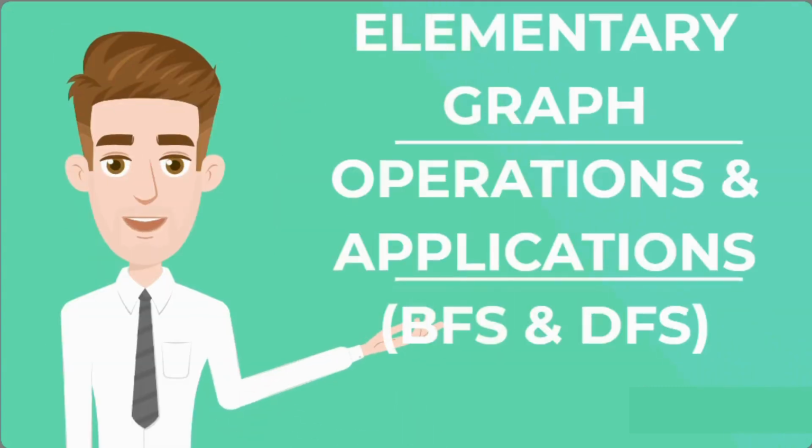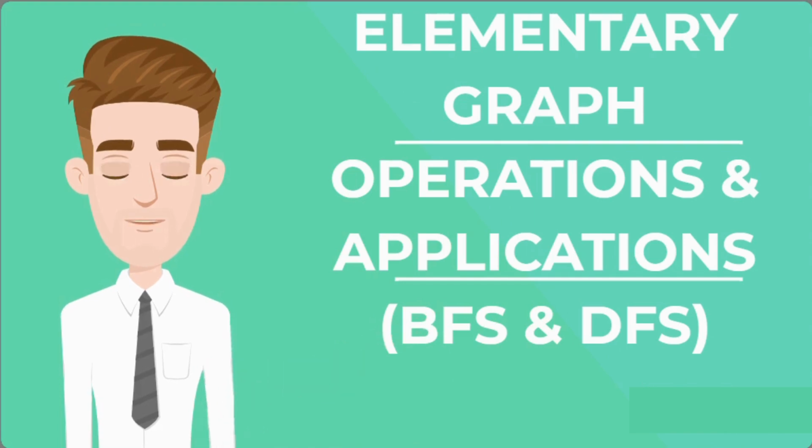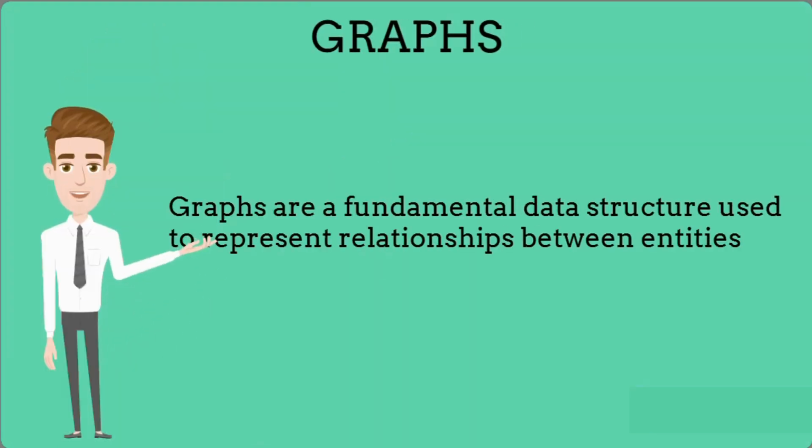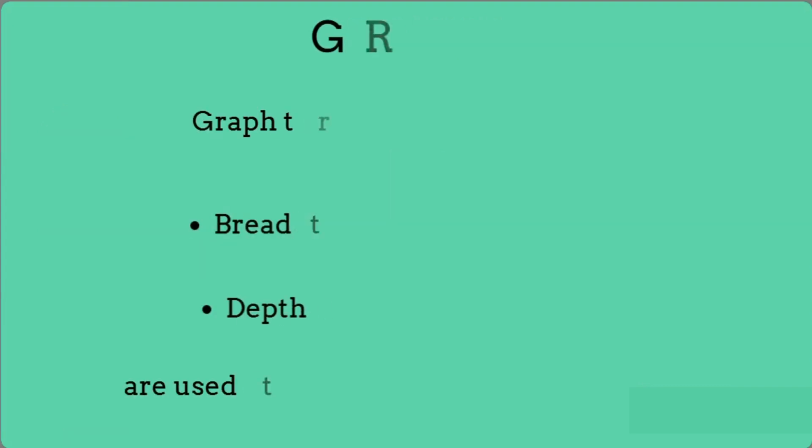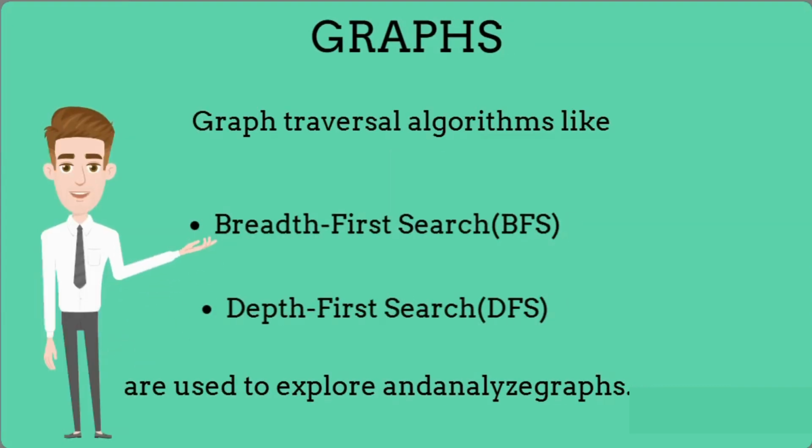Elementary graph operations and applications, BFS and DFS. Graphs are a fundamental data structure used to represent relationships between entities. They consist of nodes, vertices, and edges connecting these nodes. Graph traversal algorithms like breadth-first search, BFS, and depth-first search, DFS, are used to explore and analyze graphs.